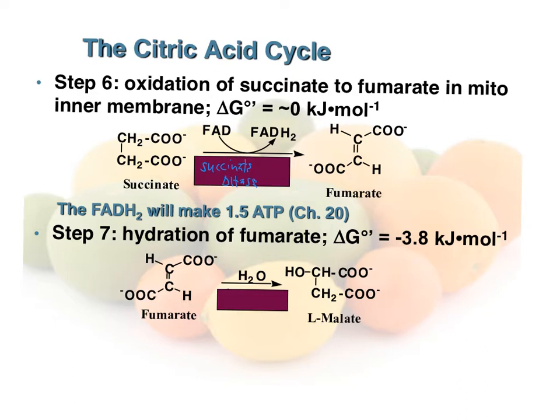Before I forget, and I don't know that your book tells you this, step 6 is the step that is located at the inner membrane of the mitochondria. It's also complex 2 in the electron transport chain. It's the part that's the common junction point between those two metabolic pathways, for lack of a better word.